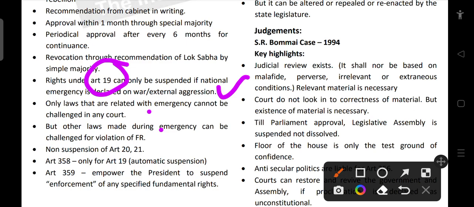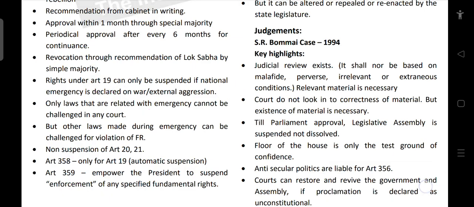Then non-suspension of Articles 20 and 21. They cannot be suspended. And then Article 358. Only Article 19 will have automatic suspension. So under Article 358 only Article 19 will be automatically suspended. And Article 359 empowers the President to suspend the enforcement of any specified fundamental right. So the President will get the power to suspend fundamental rights under Article 359.